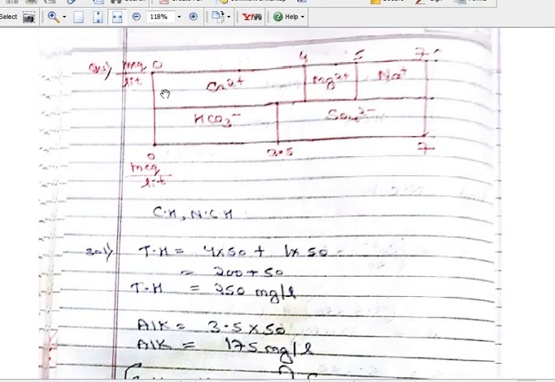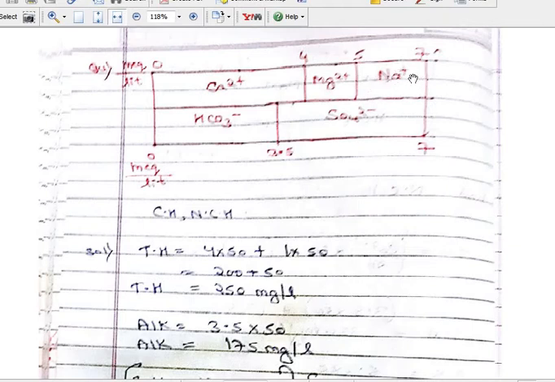Same box plot. At the top are the cations, at the bottom the anions. It is shown in milli equivalent per liter, and here also it is milli equivalent per liter. So it is 0, 4, then 5, then 7. That means calcium ion concentration is 4 milli equivalent per liter. Magnesium is 5 minus 4, so it is only 1 milli equivalent per liter, and sodium is 7 minus 5, it is 2 milli equivalent per liter.